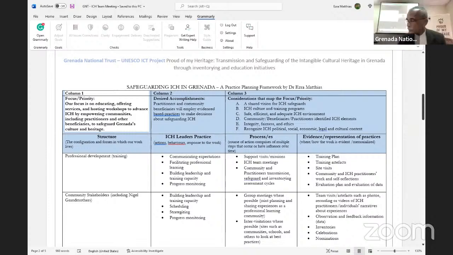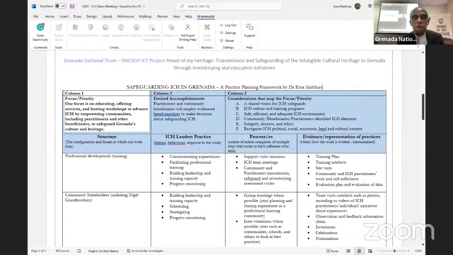In the professional development or training, what Nigel did for us, he communicated the expectations. He facilitated the learning. He built leadership capacity through the training that we got. And during the course of the week, we are able to reflect and monitor our progress along that continuum of professional development. But before I continue, I want to go back to one thing. That is, there was a lot of discussion during the course of the week about what a focus is, what a policy is. We talk about Grenada's culture policy and so on.